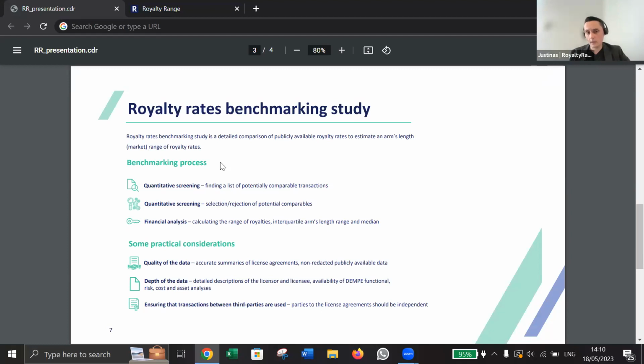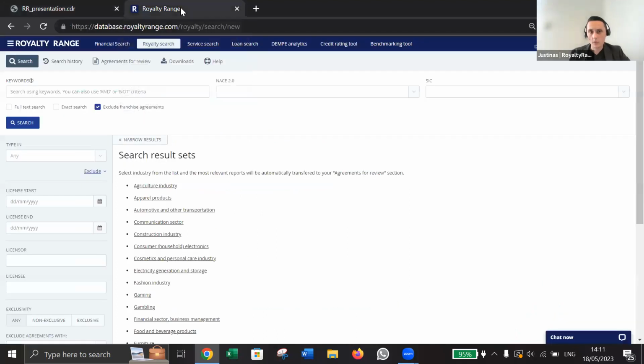And in the end, ensuring that the transactions you use for the benchmarking study are between unrelated parties is also one of the important aspects when performing the benchmarking study. And of course, during today's session, I would also love to show you a quick practical example. For that purpose, I will use the Royalty Rates database.